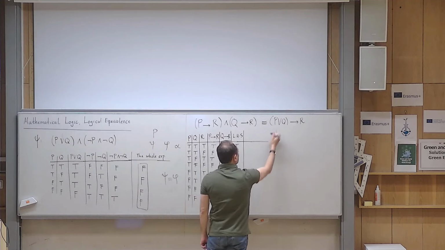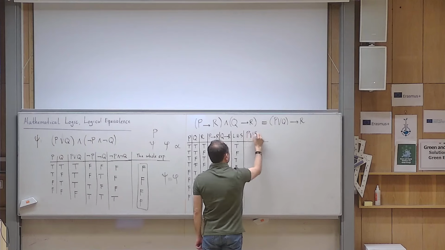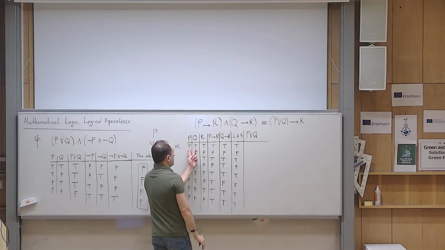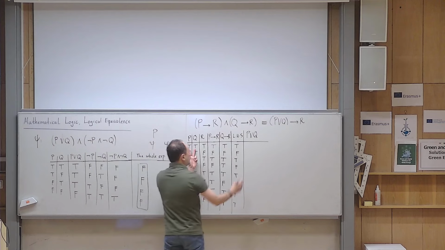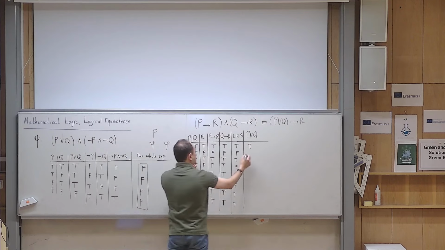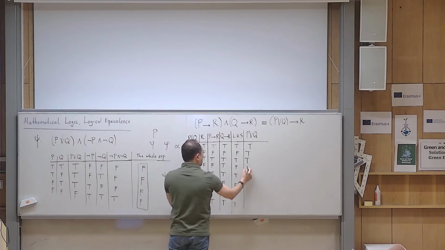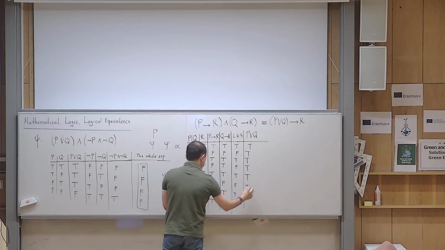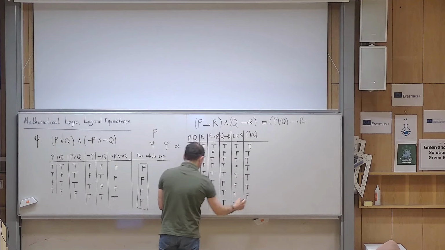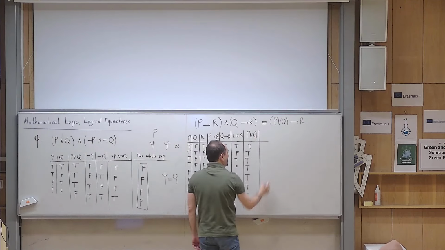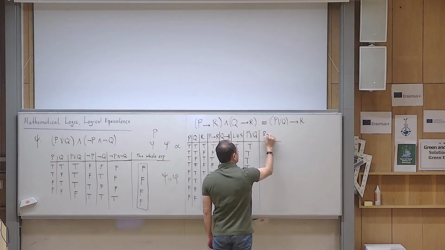For the right-hand side, I need P or Q first. So I go and look at the first 2 columns. I want to have the disjunction between these 2 columns. So T or T is T, and this is T, and this is T still because that's OR. This is also T, this is also T, this is T, this is F, and this is also F. Okay, so now the exciting moment is here, that we haven't messed up, hopefully. So that is the right-hand side now.